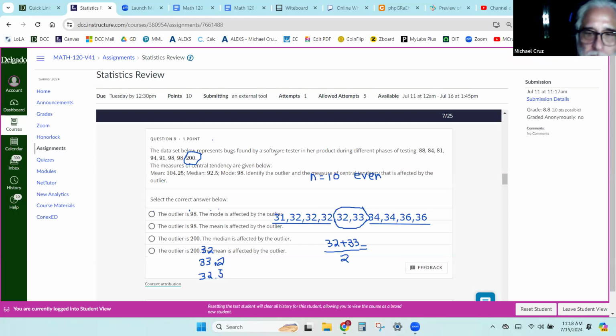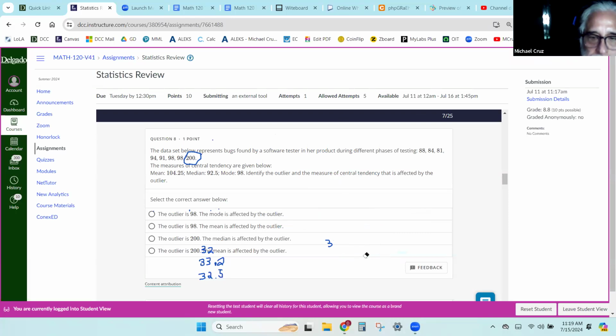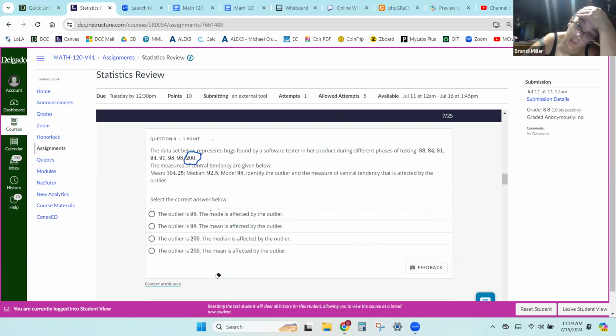So the one that's affected by the outlier was one of the questions I struggled with. The outlier is 200, and the mean is affected by the outlier because it causes the mean to pull up higher to 104. If you had another value there, let's just say it was 100, then that mean is not going to be as high. It'd be closer to these other two values.